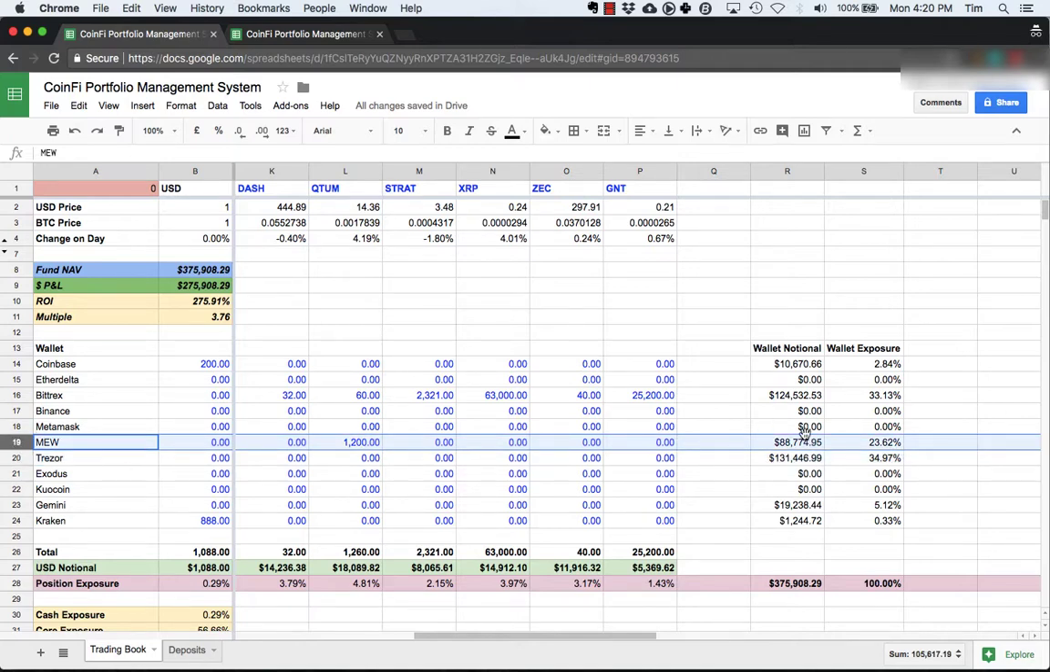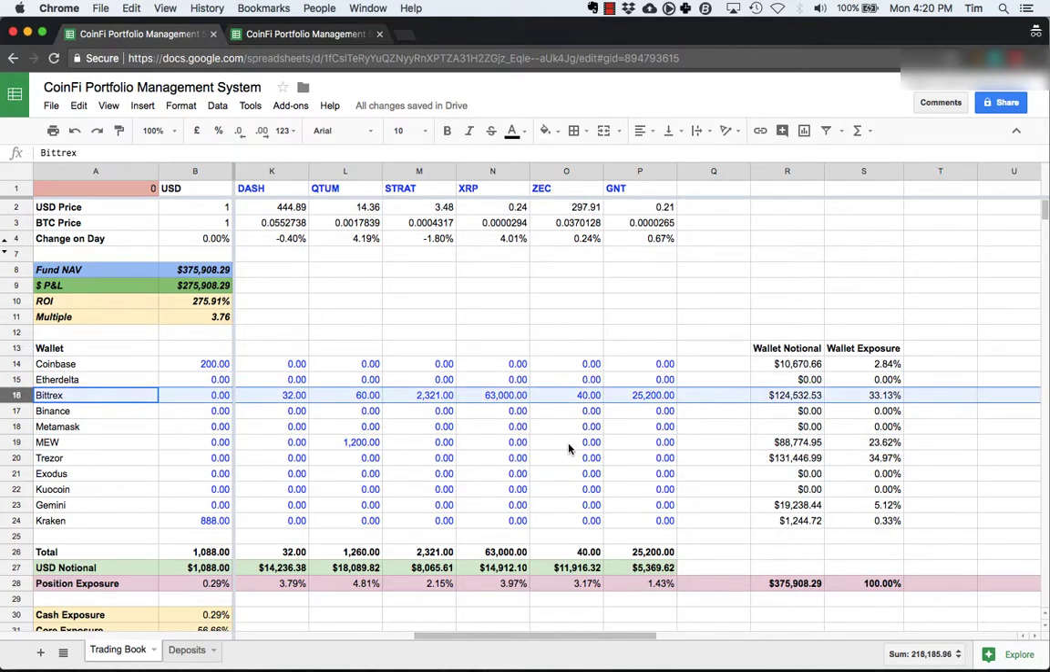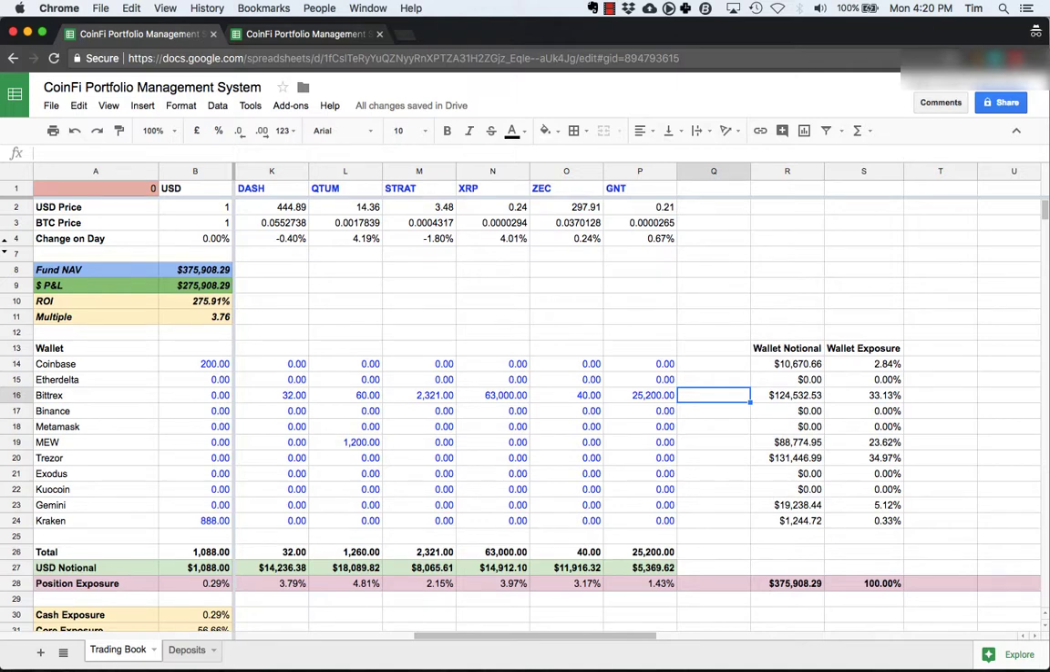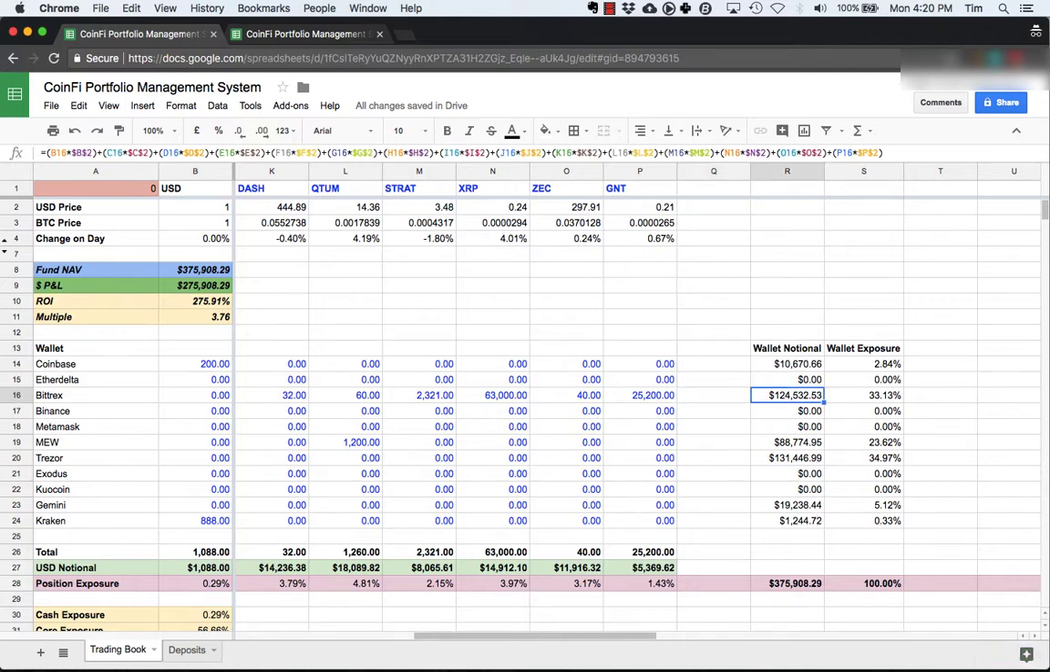23% I've got in my Ether wallet, and then I've actually got quite a lot on Bittrex that I need to move off a little bit. So this is quite important to monitor, because if you have everything, say, 100% in Bittrex, or even 80% in Bittrex, that's quite risky, obviously, because if Bittrex goes down or you don't have two-factor authentication, lots of things can go wrong.